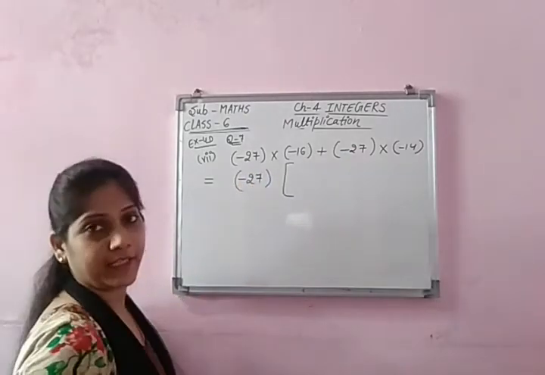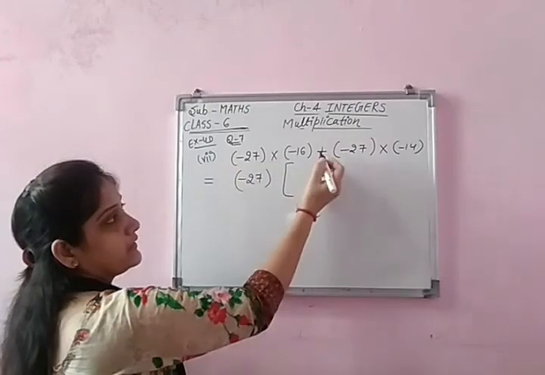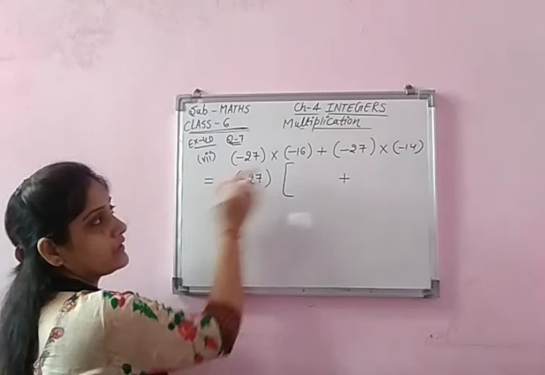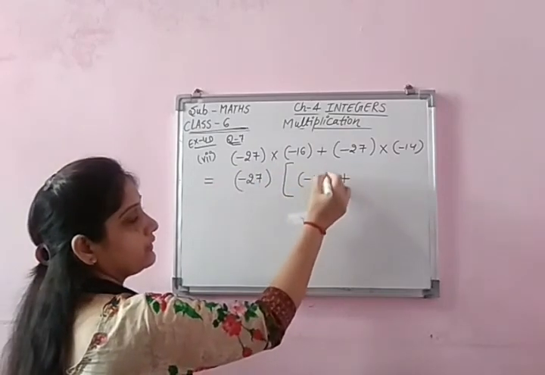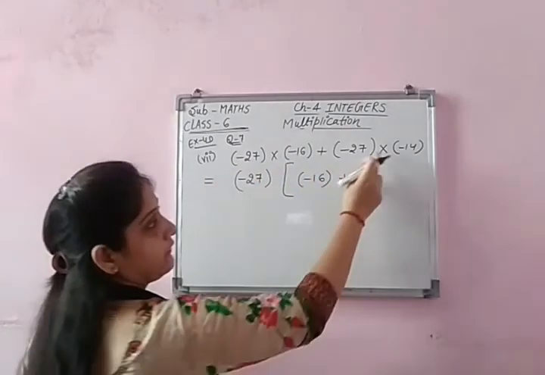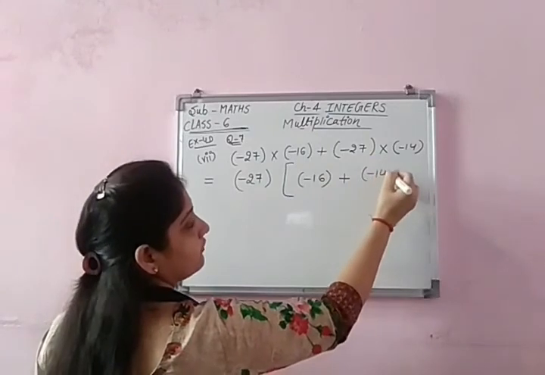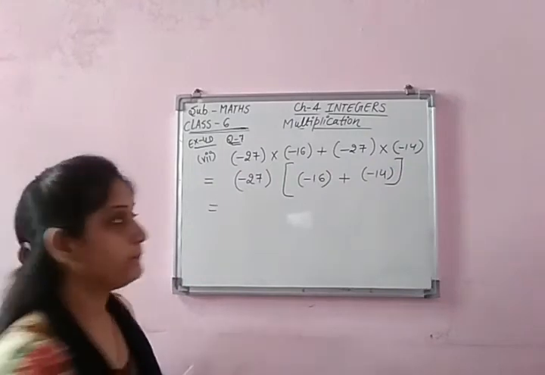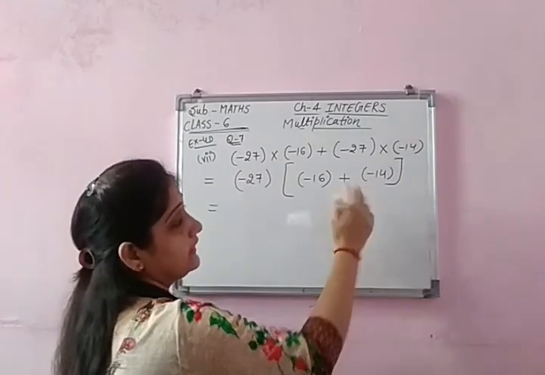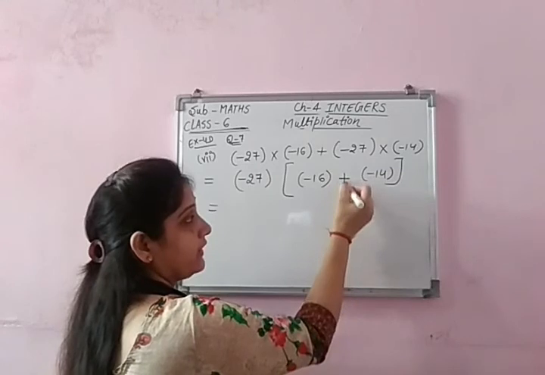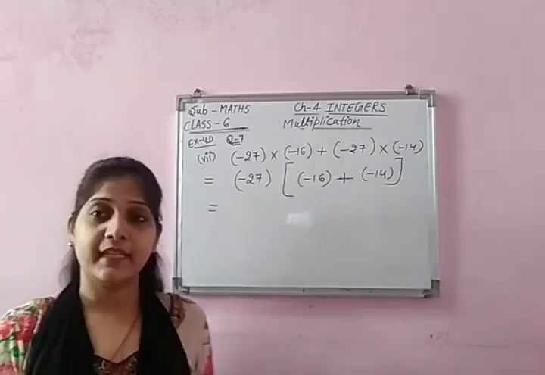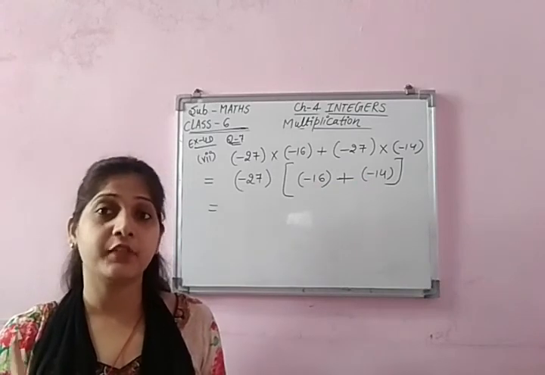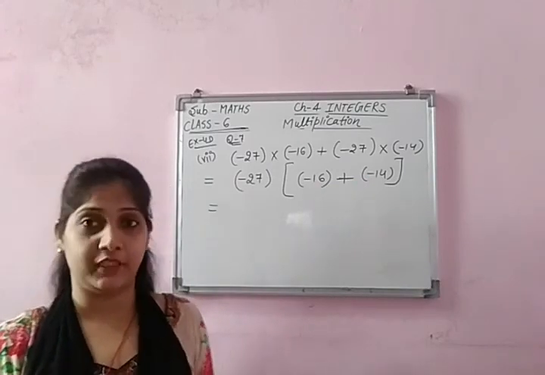And inside the bracket, what is left? Look, this is a plus sign. So out of this term, negative 27 is outside. So what is left? Negative 16 inside. And from here it is left negative 14. Use brackets for writing the negative number. Now let's solve this big bracket. Here both the numbers are negative and we have to add. So if same sign means addition, but the sign is negative. We are doing addition, we are not doing multiplication.